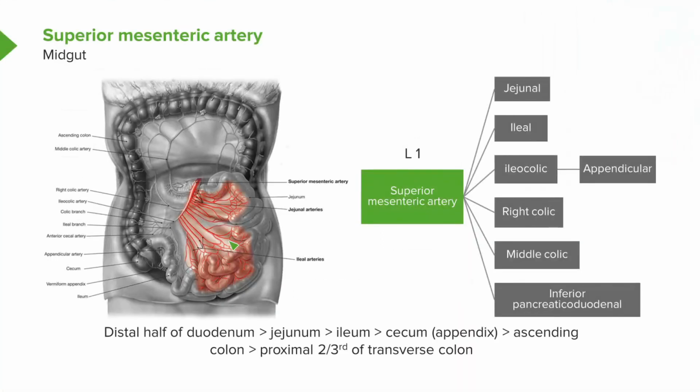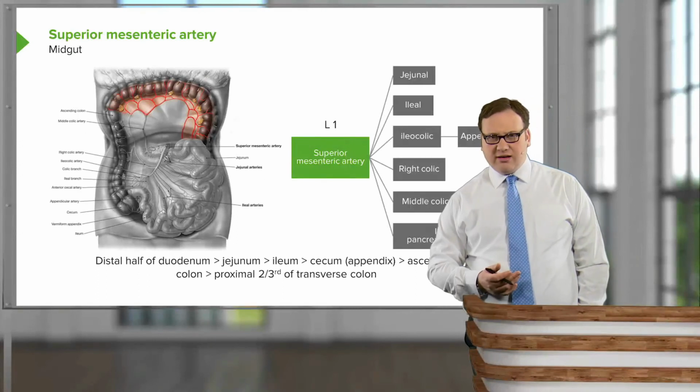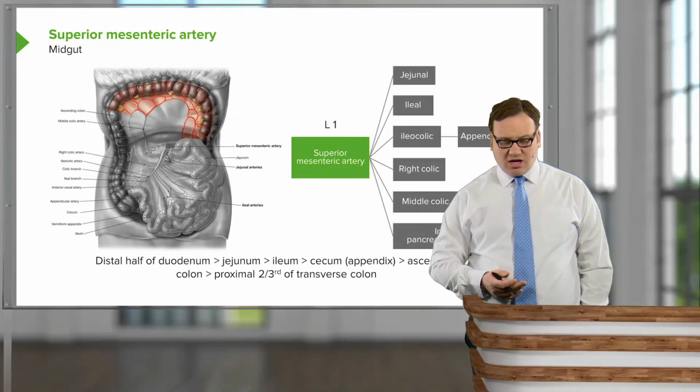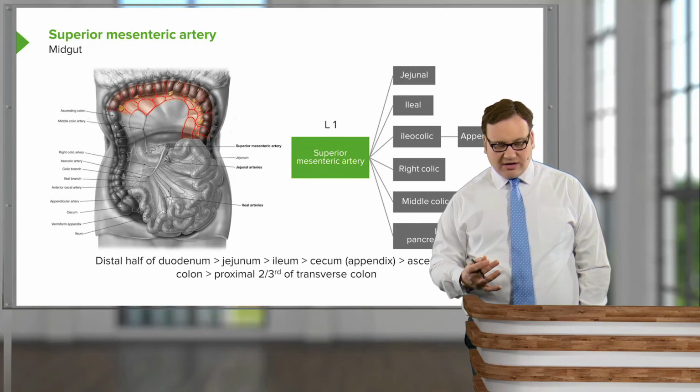As it approaches the lower right quadrant, it then gives rise to ileocolic arteries that go and supply the appendix, and also a right colic artery and a middle colic artery. The middle colic artery is important because that passes up and contributes to this marginal artery, which we'll come back to in a moment. And that runs along the inside of the transverse colon. And these colic arteries feed into it, the middle colic specifically.